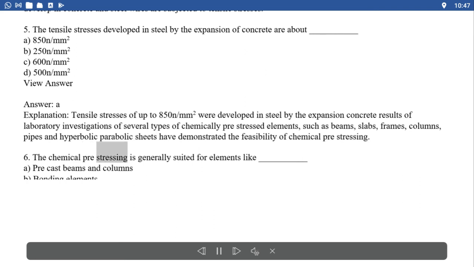The chemical pre-stressing is generally suited for elements like ________. A. Precast beams and columns, B. Bonding elements, C. Breakage elements, D. Tensioning elements. Your answer: Answer A. Explanation. It has been found that structural elements ideally suited for chemical pre-stressing include pipes, thin walls and slabs, shells, folded plates and composite columns, as well as precast beams and columns.